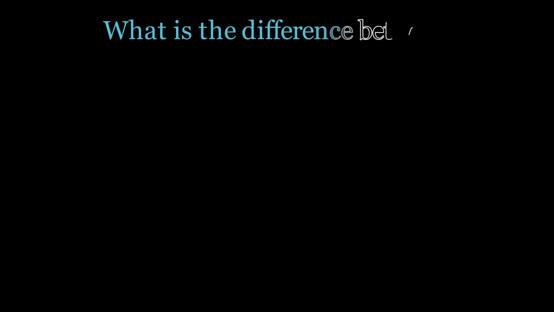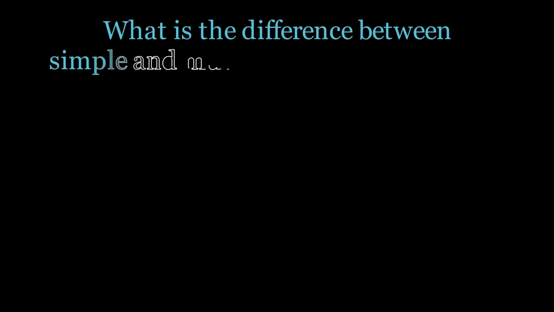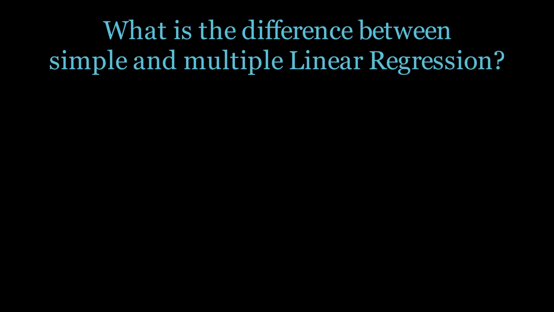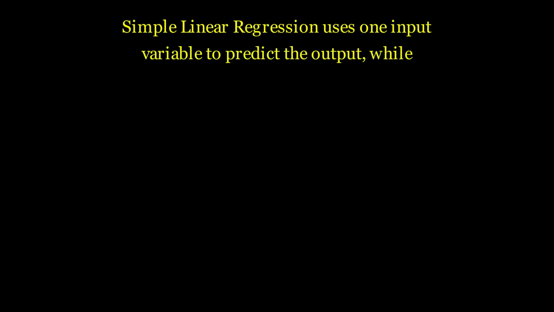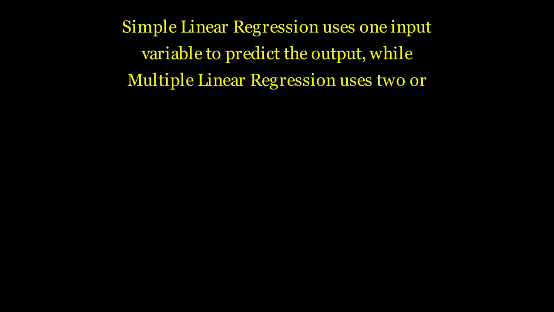What is the difference between simple and multiple linear regression? Simple linear regression uses one input variable to predict the output, while multiple linear regression uses two or more input variables for prediction.